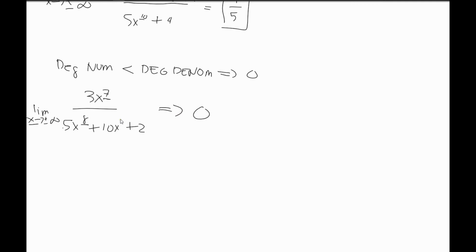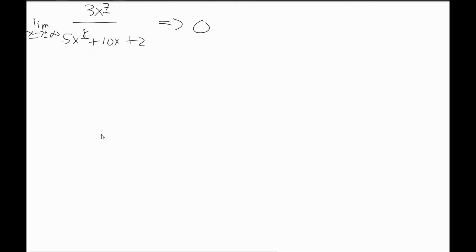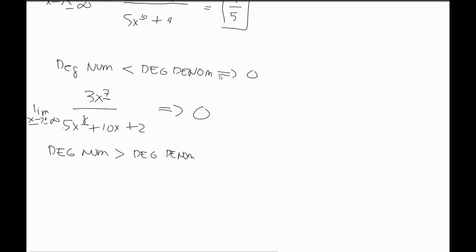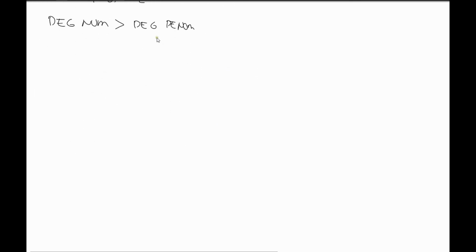Okay, so that's the second technique. The first technique is the degree is equal for the numerator and denominator. The second one is the numerator is less than the denominator. And lastly, is if the degree of the numerator is greater than the degree of the denominator. If that's the case, then it's either positive infinity or negative infinity. So on this third scenario, you have to think here.